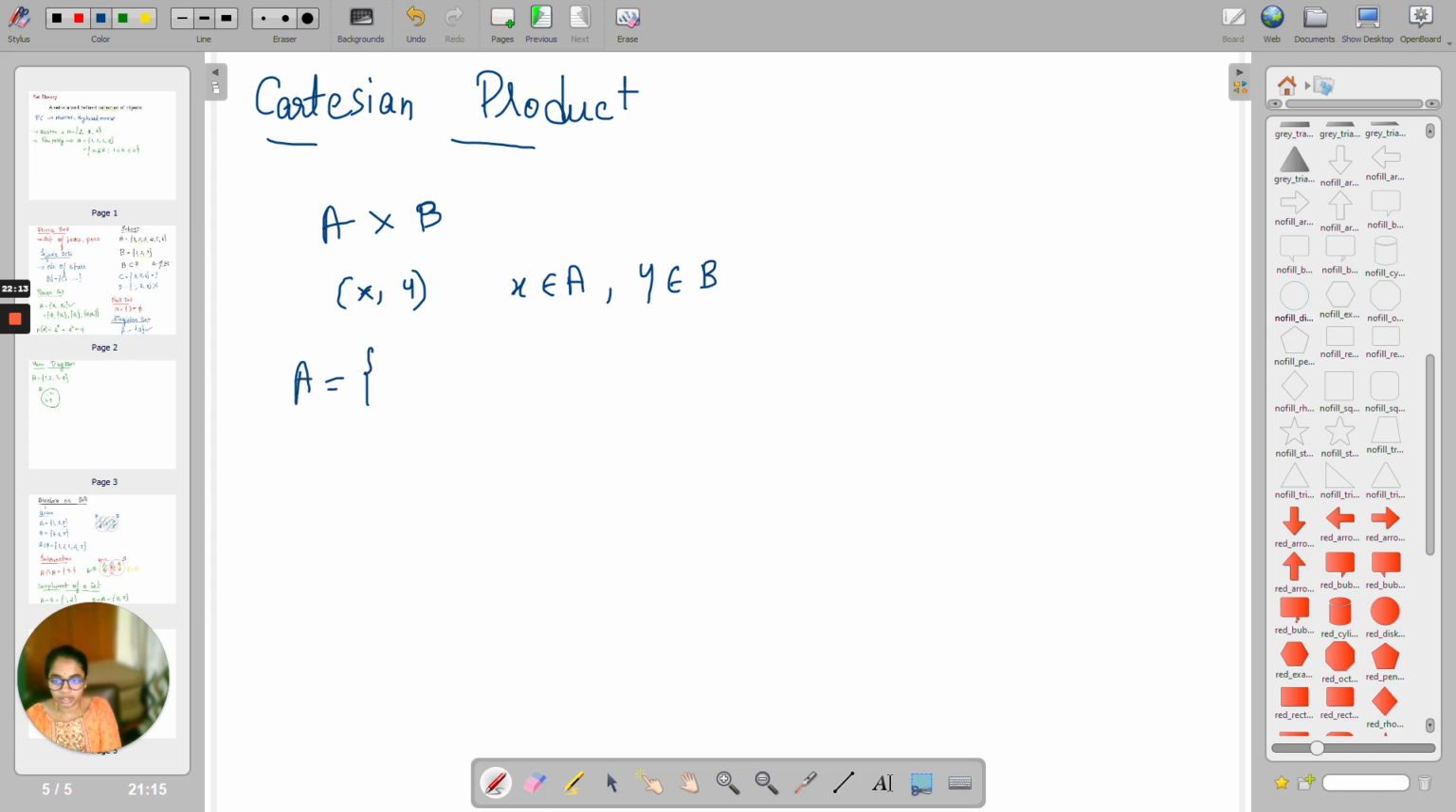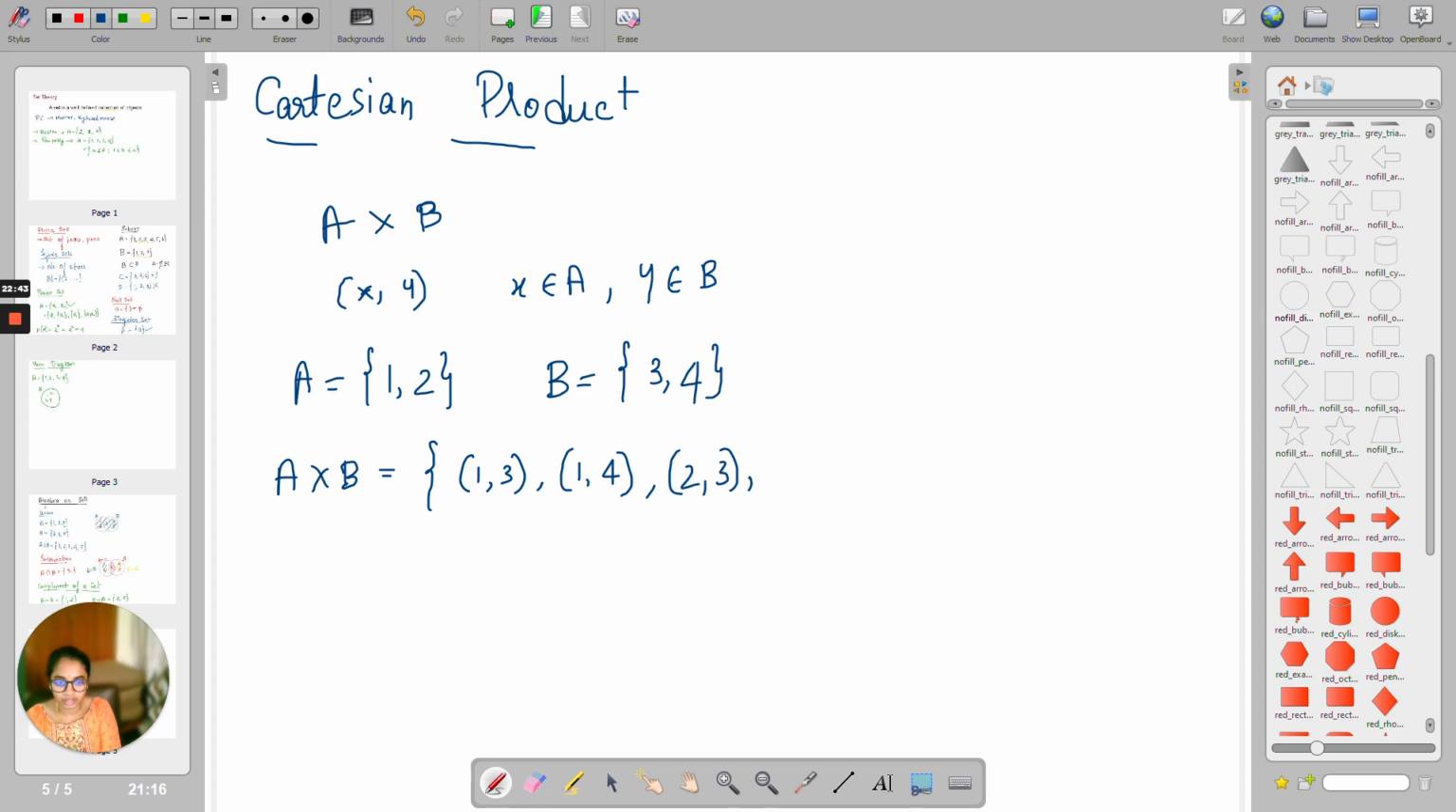Now let A is equal to 1 and 2. Yes. And B is equal to 3, 4. Now what would A cross B be? Yes, A cross B is equal to, multiply. I would get 1, 3. Yes, and I would get 1, 4. Okay, and then 2, 3 and 2, 4.